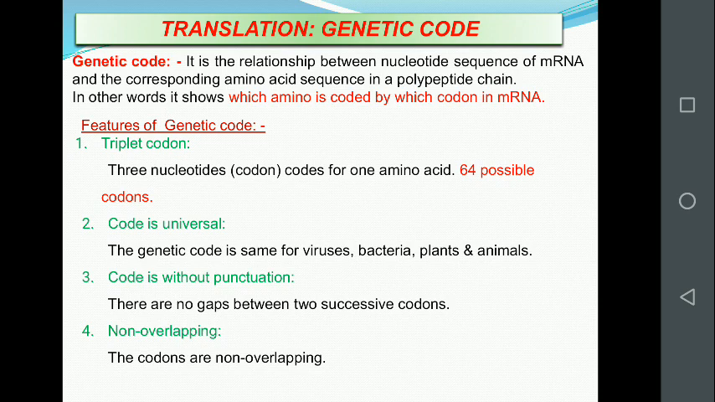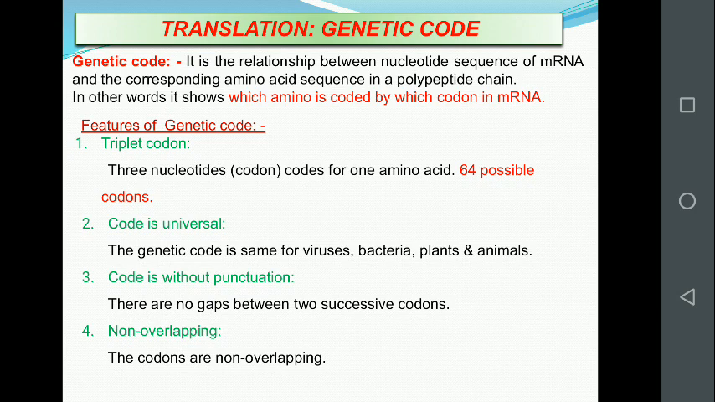As we have already seen in the genetic code table, UUU codes for phenylalanine. So three nucleotides, that is U, U and U, act as a code word. That code word contains three nucleotides. That is what the triplet codon is.